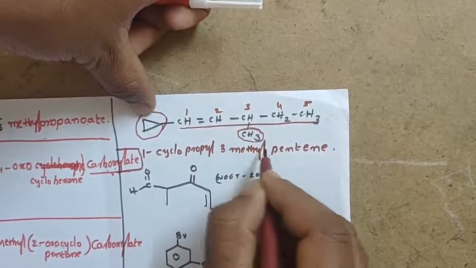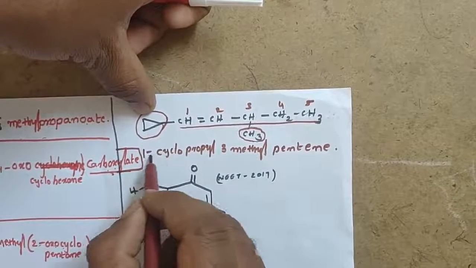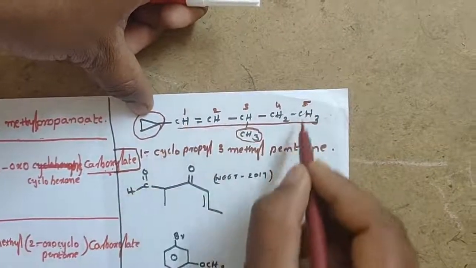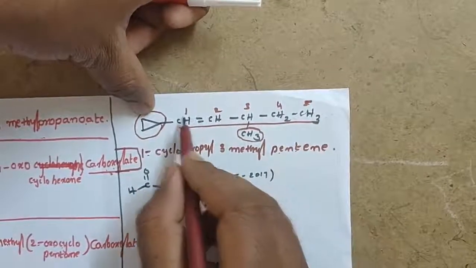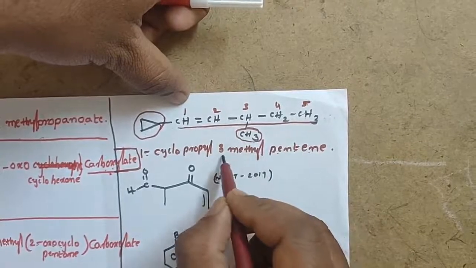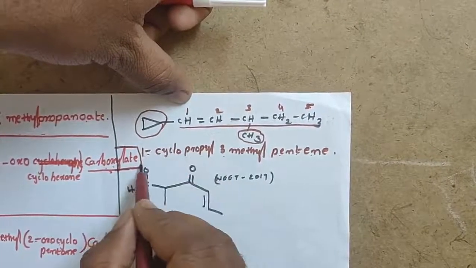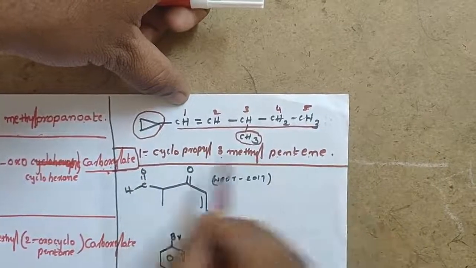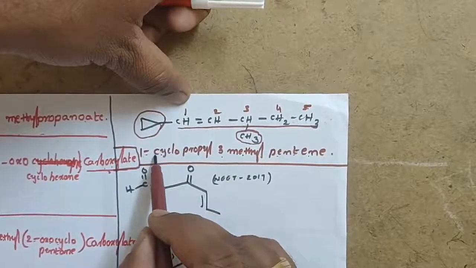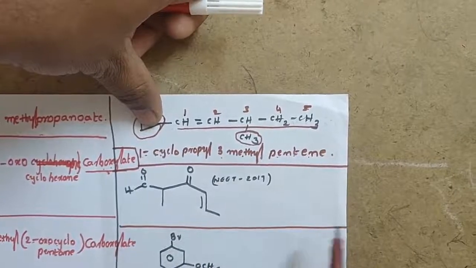3-methyl pentene. This is the name of this entire structure: 1-cyclopropyl-3-methyl pentene. Why? Because there are 5 carbon atoms, that's why pent. And there's a carbon double bond, that's why ene. At the third position methyl is there, that's why 3-methyl. At the first position cyclopropyl is there. But first I am writing cyclopropyl, after that methyl, because C comes first, after that M will come.